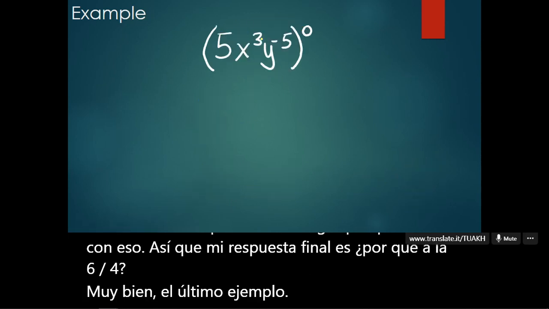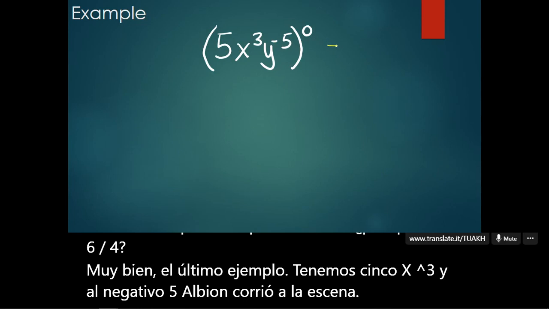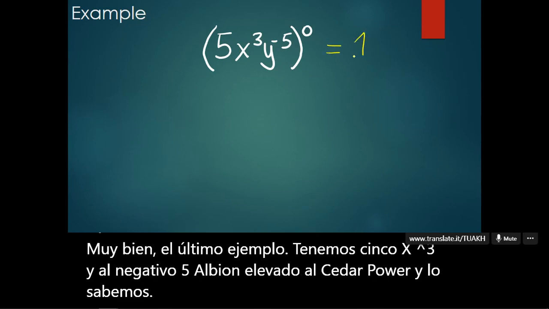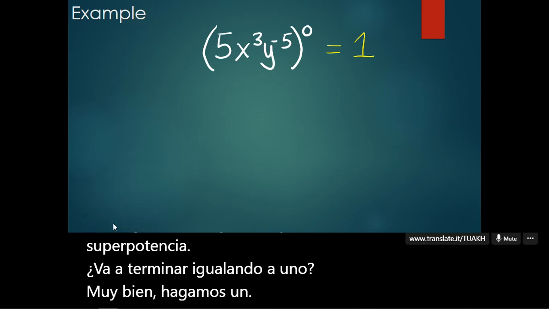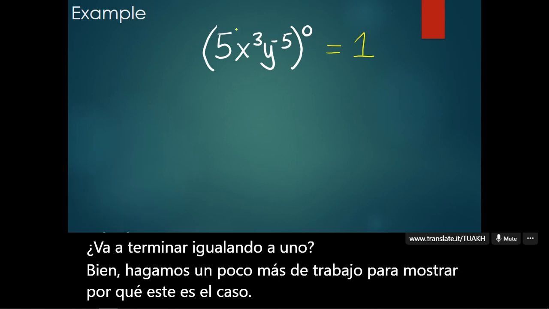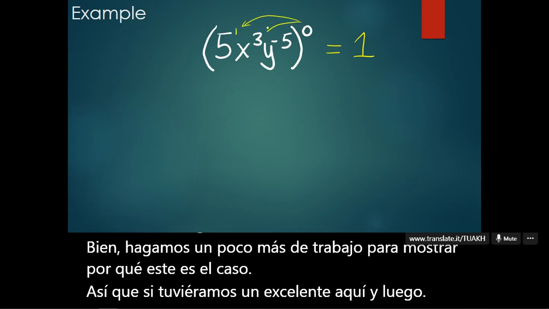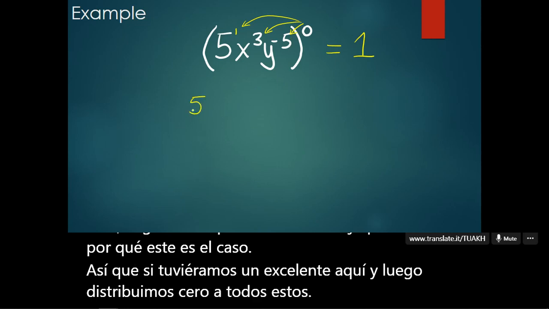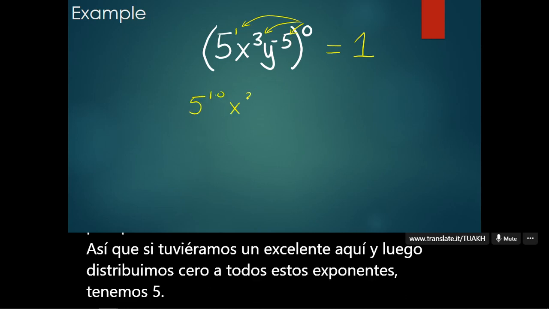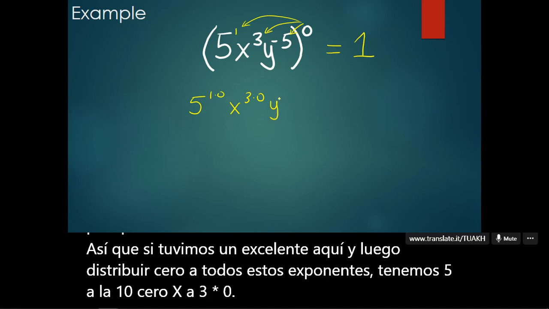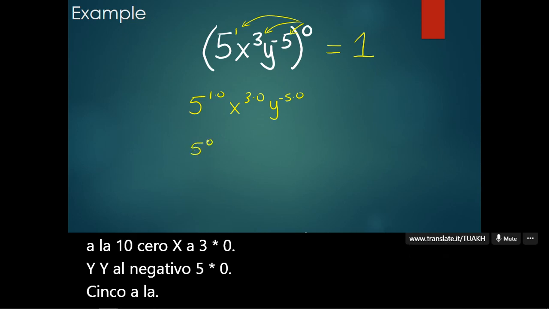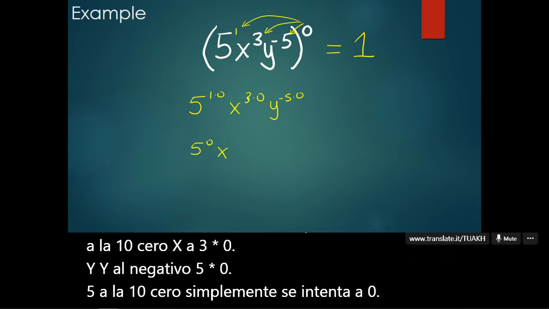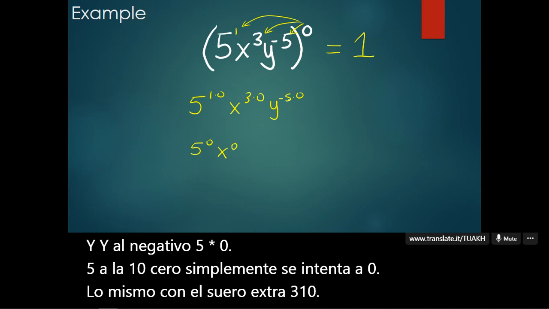We have 5x cubed, y to the negative 5, all being raised to the 0 power. And we know that anything raised to the 0 power is going to end up equaling 1. All right, let's do a little bit more work to show why this is the case. So if we add an exponent here and then distribute the 0 to all these exponents, we have 5 to the 1 times 0, x to the 3 times 0, and y to the negative 5 times 0. 5 to the 1 times 0 is simply 5 to the 0. Same with x to the 3 times 0, x to the 0, and y to the negative 5 times 0.